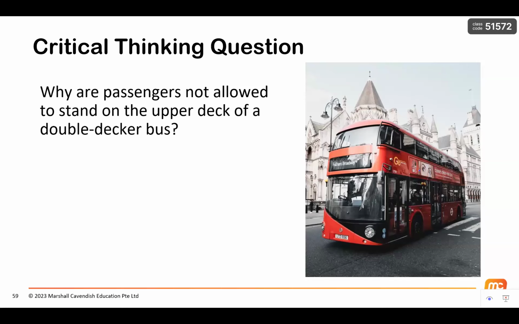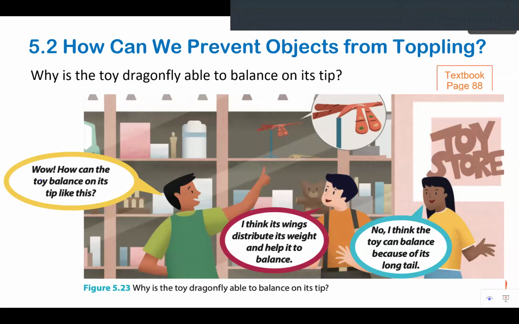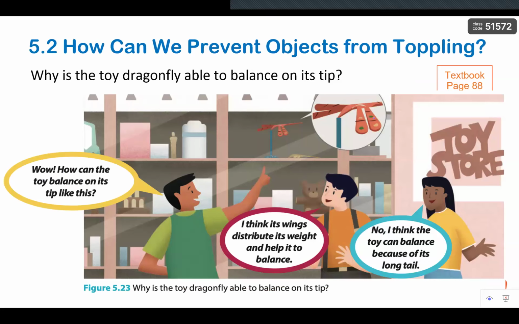Okay, next one. Let's talk about balancing toy. Over here you have a comic strip that talks about balancing toy. He says, wow, how can that toy balance on the tip like this? So this is a dragonfly that can balance on the tip like this. Then this guy over here says, I think its wing distributes its weight and helps it to balance. Then this girl says, no, I think the toy can balance because of its long tail. Okay, let's take a look at how a balancing toy works.